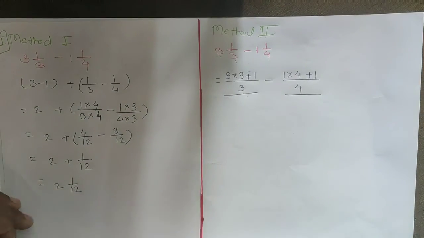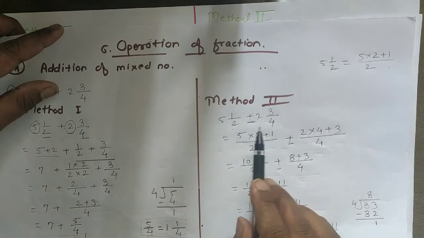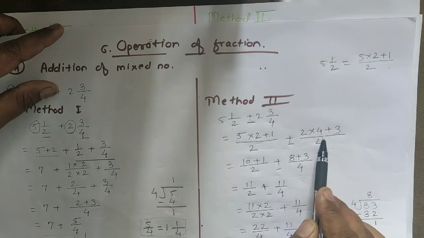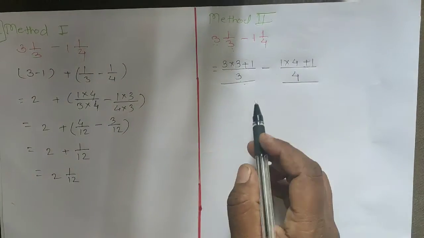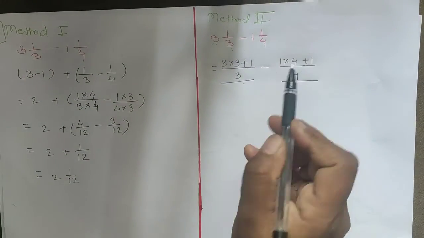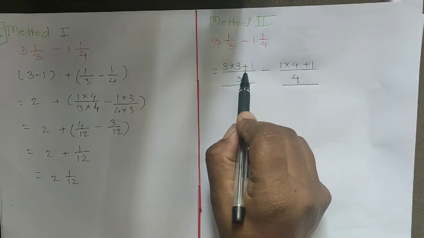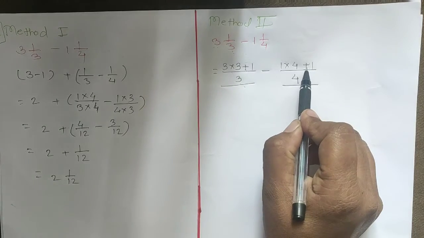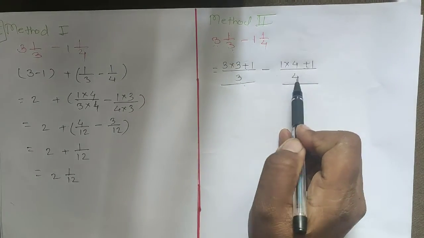When there is addition of mixed numbers, at that time also we have to put a plus sign here only. And at the time of subtraction also we have to put a plus sign here only. I noticed that so many times the students make mistakes. So here we have to put a plus sign, because 4 ones are 4 plus 1, divided by 4.